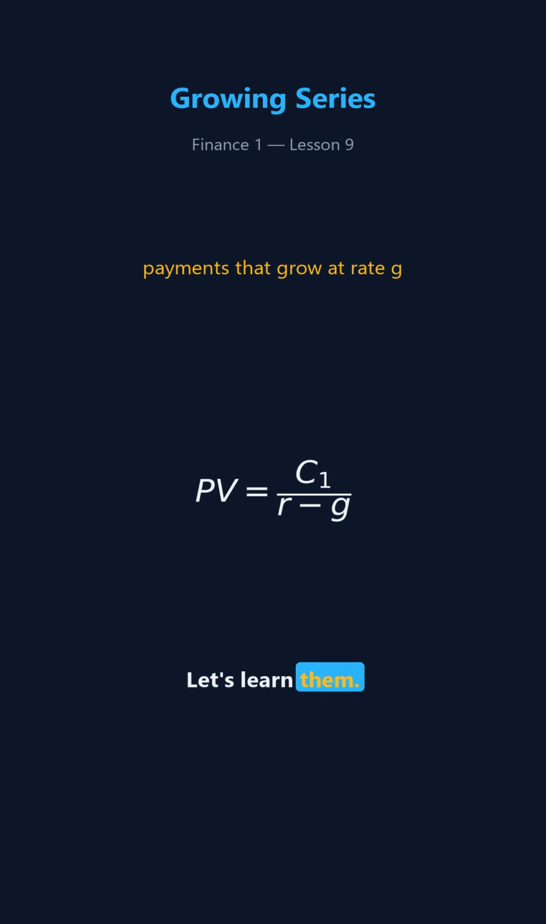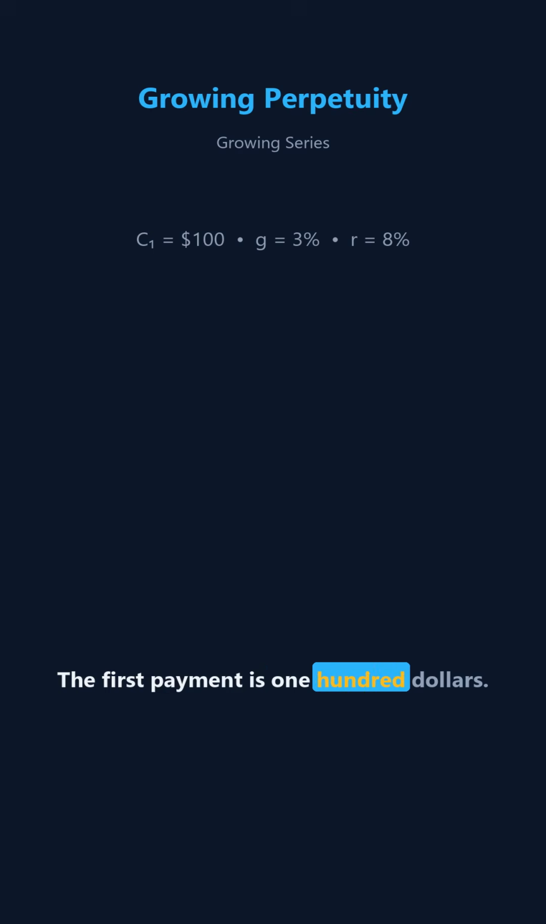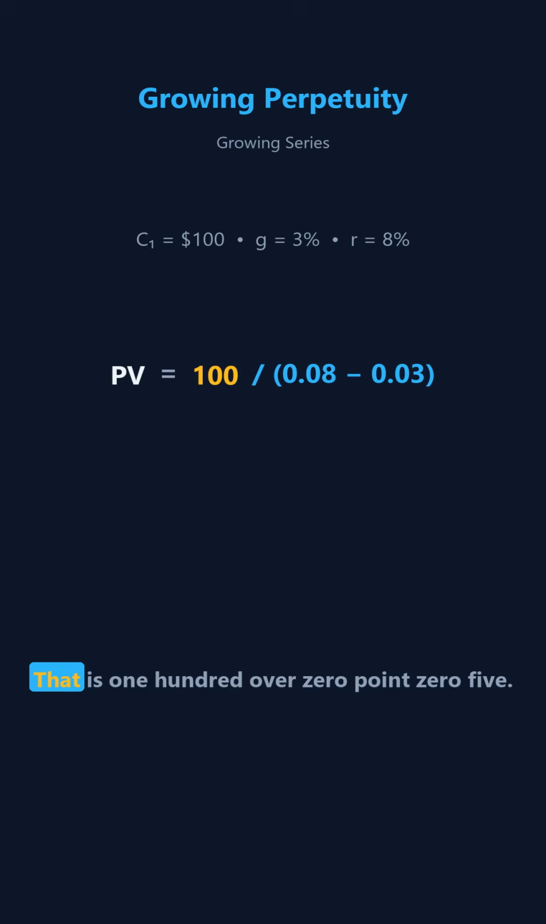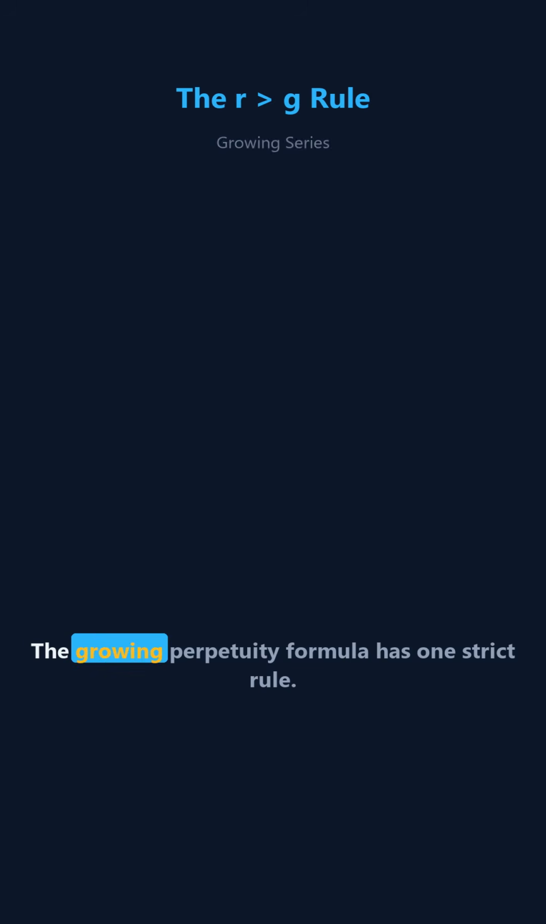Let's learn them. A growing perpetuity pays forever and grows each year. The first payment is $100. It grows at 3% a year forever. The discount rate is 8%. Its value is the first payment over the rate minus the growth. That is 100 over 0.05. The value is $2,000.